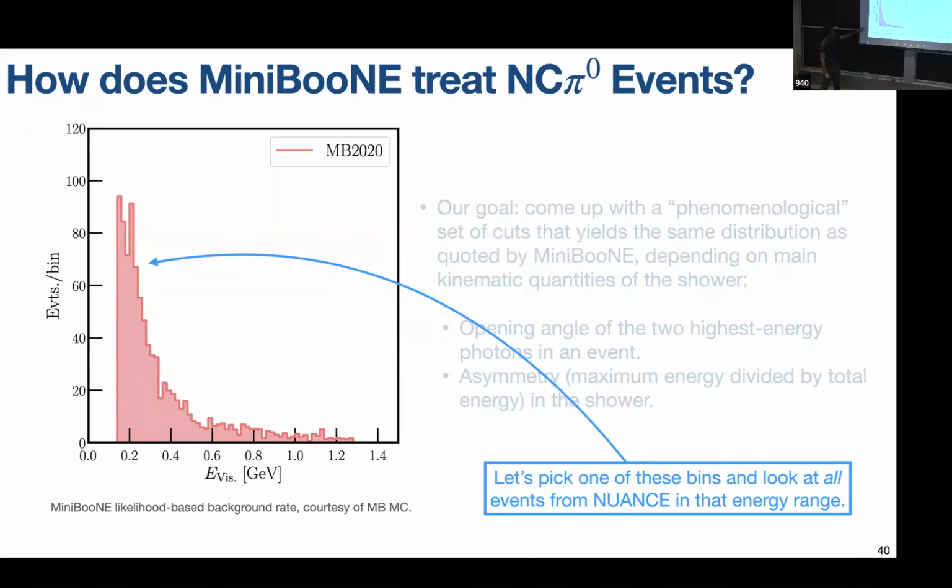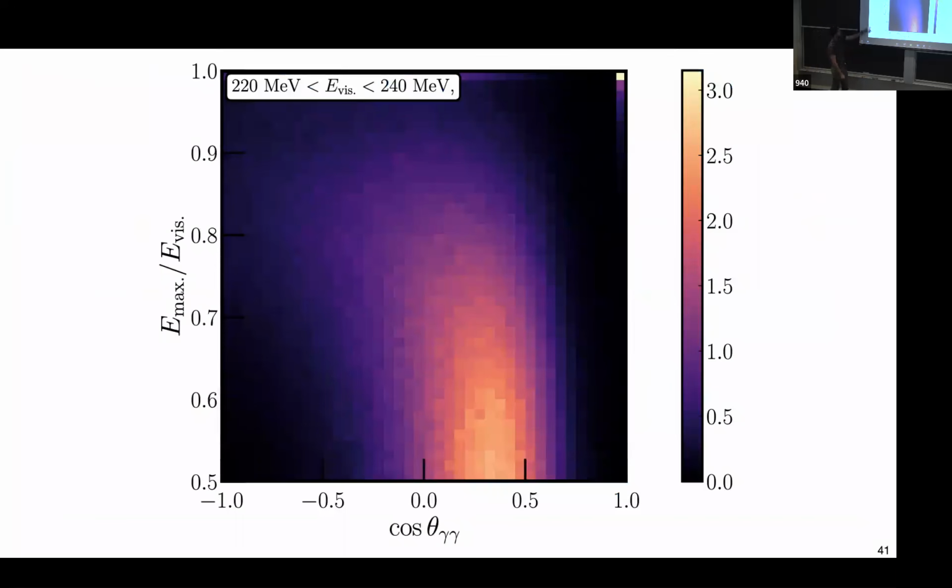So let's pick one of these bins, around 200 MeV or so, and ask what events from one of these neutrino event generators, the one that MiniBooNE used, look like in that energy range. So we did that. This is from showers with between 220 and 240 MeV in that photon energy. We ran this through our simulation of how photons behave in MiniBooNE and asked what is their opening angle on the x-axis versus this energy asymmetry on the y-axis.